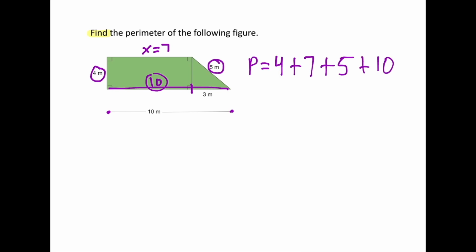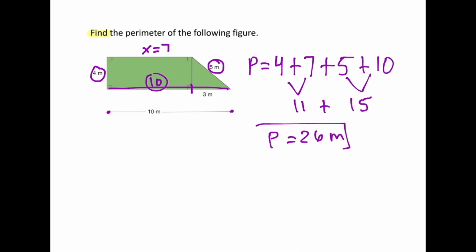Using this information, we can take 4 plus 7 plus 5 plus 10 to find the perimeter. 4 plus 7 is 11, 5 plus 10 is 15, and 11 plus 15 is 26. So we know our perimeter is 26 meters.